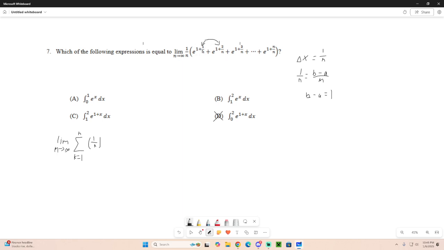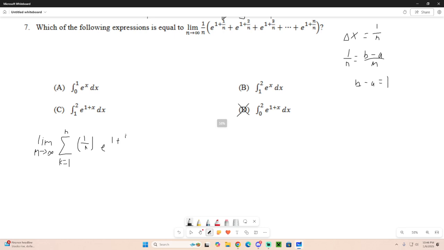Yes. Think of it as a sequence, right? If this is a of 1 and this is a of 2, the value that changes is increasing by 1, right? So if we have our summation, that's just our k value. So we just have 1 plus k over n. Does that make sense?